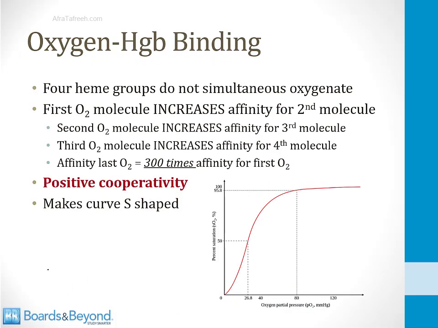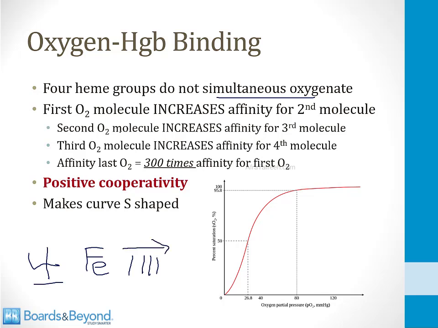So each molecule of hemoglobin has 4 heme moieties, and each heme moiety has an iron binding site. Therefore, each molecule of hemoglobin can bind 4 oxygens. And it turns out that the heme groups do not simultaneously bind oxygen. In other words, they don't bind 4 molecules of oxygen all at once. Instead, they bind one, and then they bind a second, and then a third, and then the fourth. They bind them one after another in series.